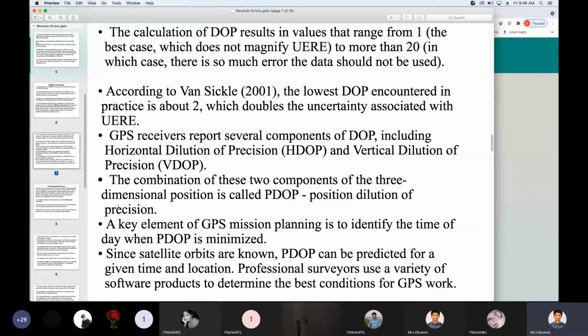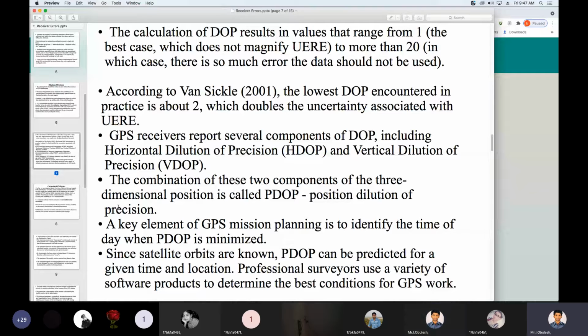So the best case is it does not magnify user ranging errors. In which case there is so much error, the data should not be used. According to Van Sickle, the lowest dilution of precision encountered in practice is about 2, which doubles the uncertainty associated with the user ranging errors or user equivalent ranging errors.